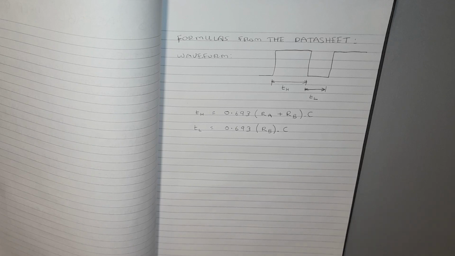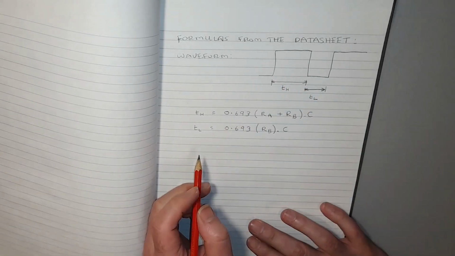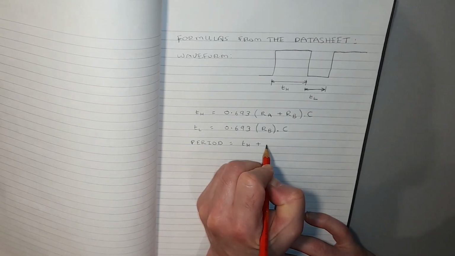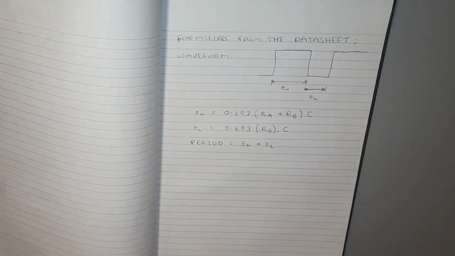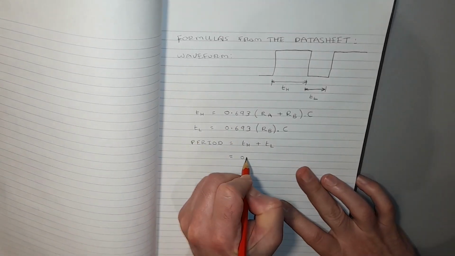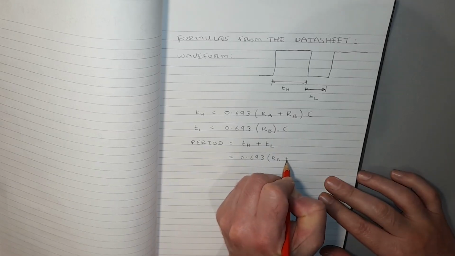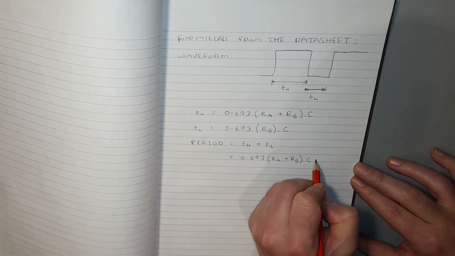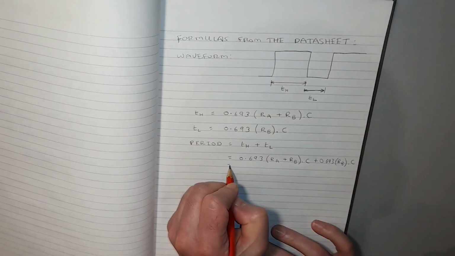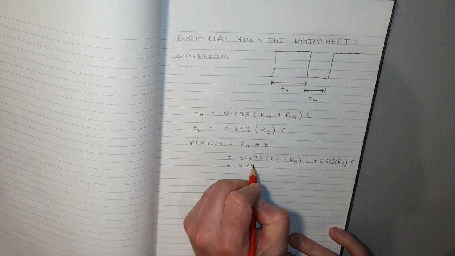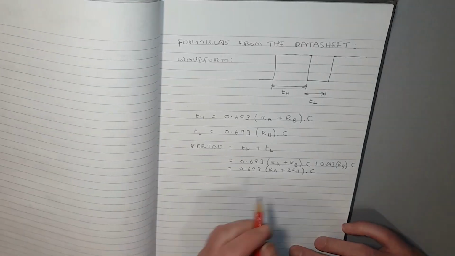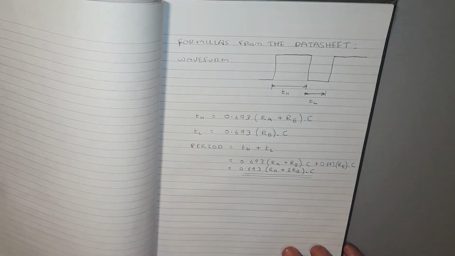And the overall period is given by TH plus TL. So the overall cycle for one full waveform is TH plus TL. That's the period. The overall period is given by 0.693 of RA plus RB times C plus 0.693 of RB times C. So overall, when you do the calculation and you reduce this down, you get 0.693 of RA plus 2RB times C.